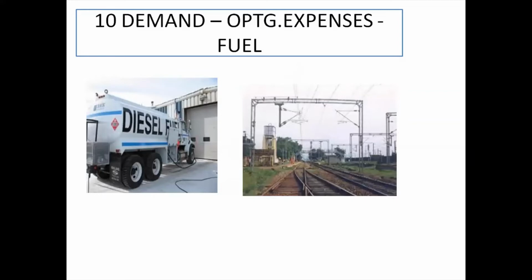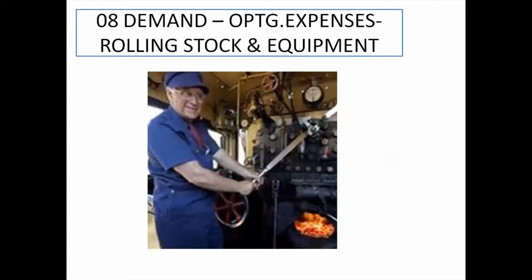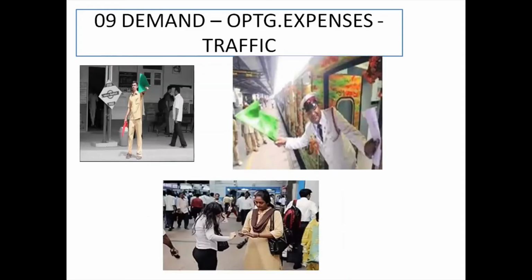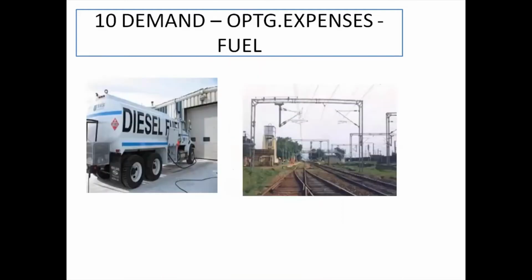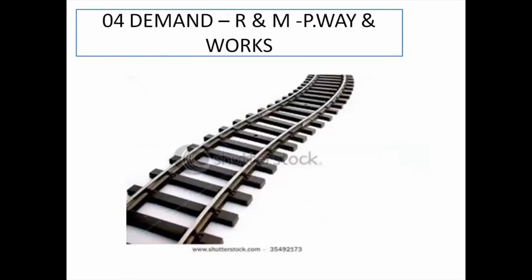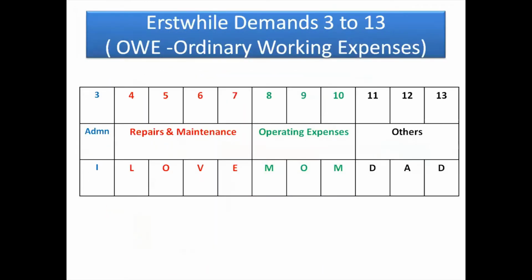So this 8 is rolling stock and equipment operating expenses. 9 is traffic. 10 is fuel. These 3 together are called operating expenses. That is the third stage. Operating expenses, third stage. Okay.